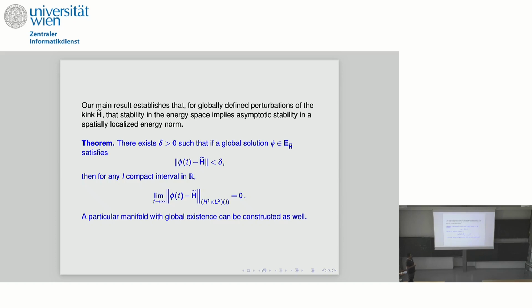So actually you can construct a manifold where this happens. Global existence is not the problem. The problem is to get this control, right? So we can construct a manifold where this happens, okay? That's not the most important part, I think, because it is somehow standard in the literature. What is not standard is that this implies this.